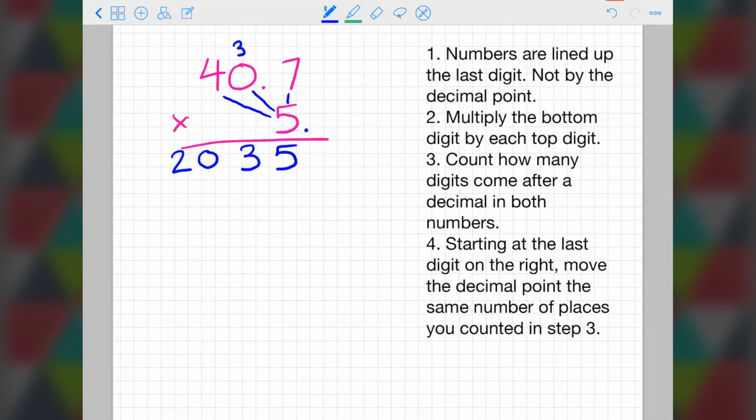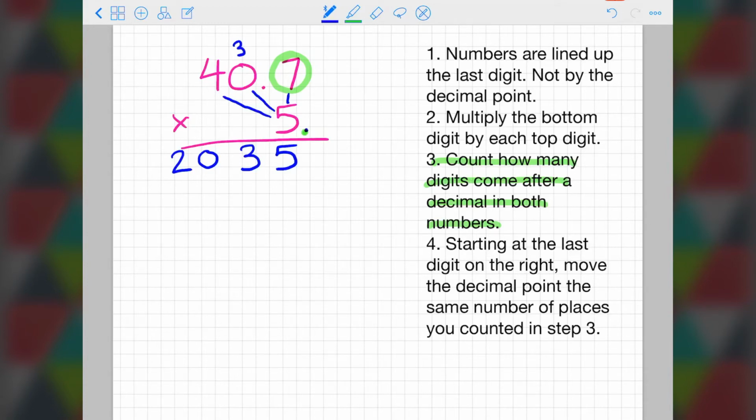Okay, now comes step 3. We're going to count how many digits come after a decimal point in both numbers. Don't forget, we need to include both numbers. So I have 1 digit after a decimal point on my top number, and I don't have any after the 5. When my decimal is here, I just have a bunch of zeros back here, and I don't need to count those. So I just have 1 digit after a decimal point.